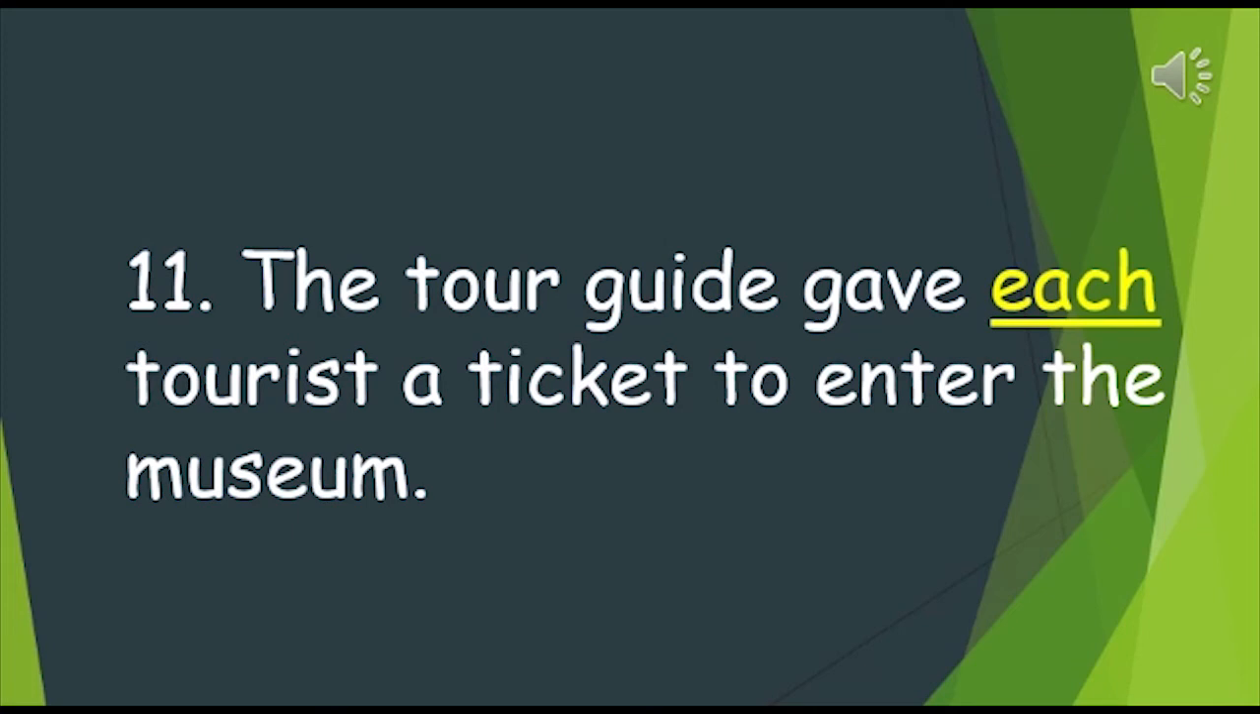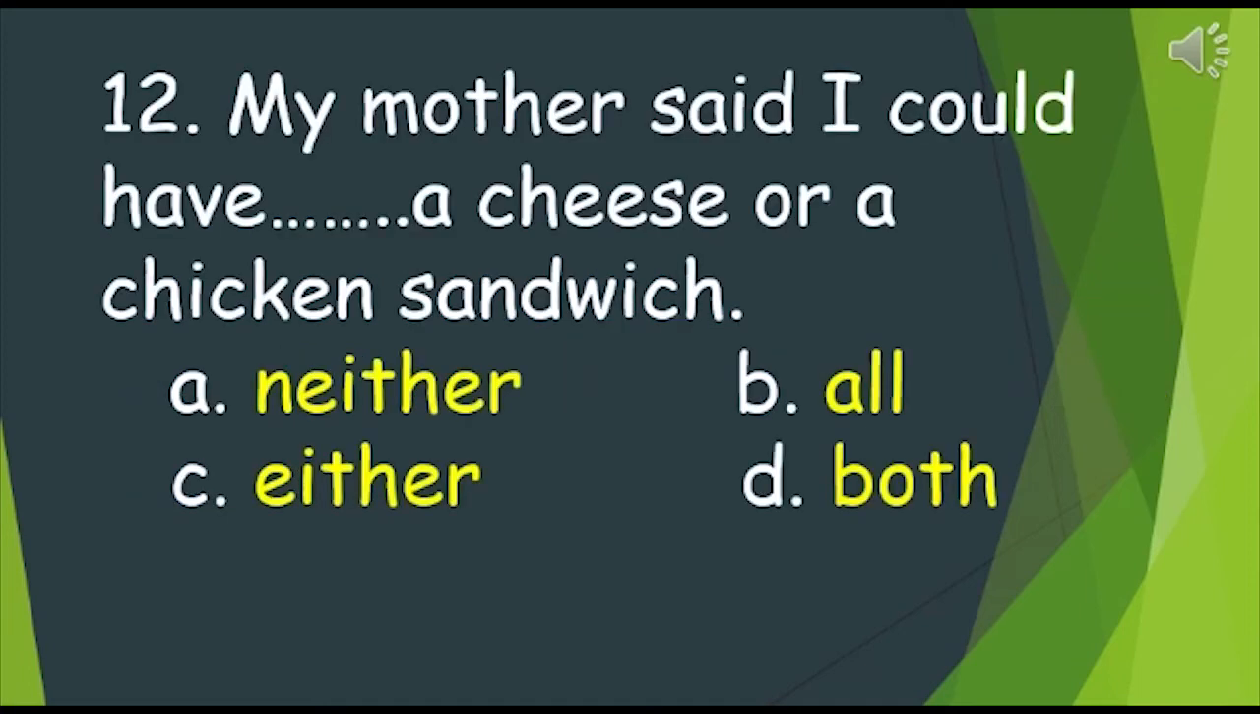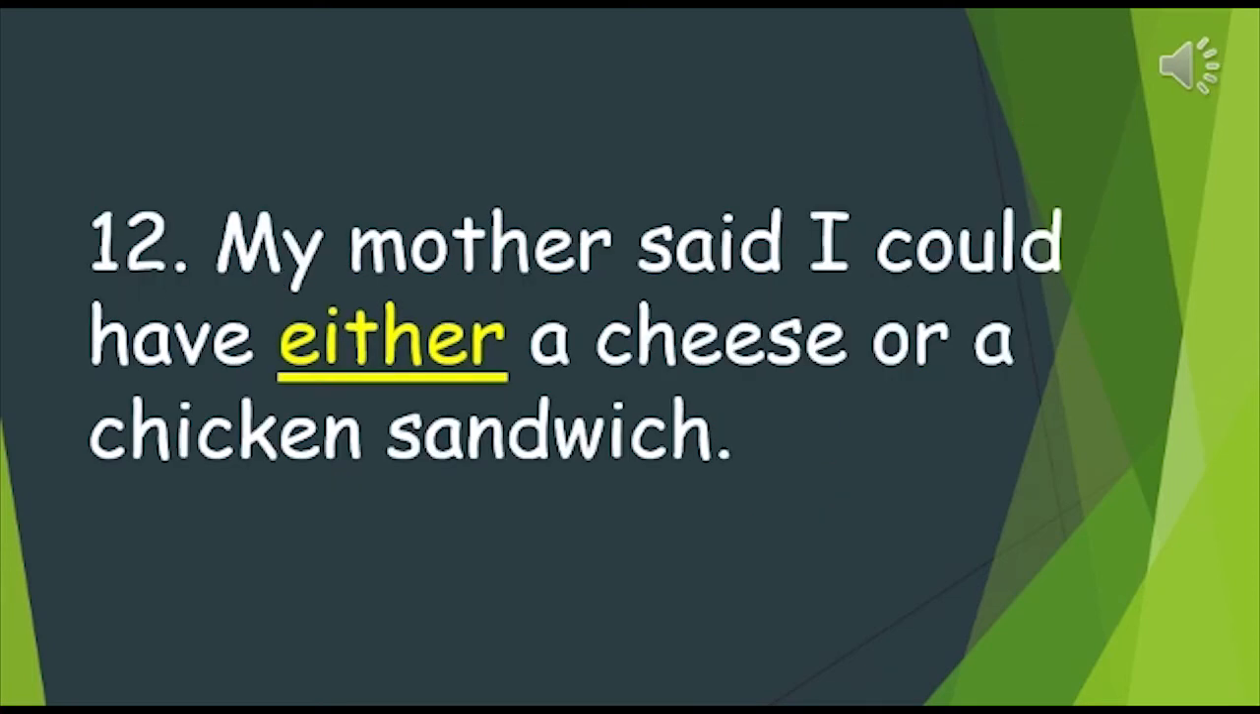My mother said I could have space, a cheese, or a chicken sandwich. The choices are neither or either, both. My mother said I could have either a cheese or a chicken sandwich. لا إما ساندويتش تشيز أو chicken يعني واحد من الاتنين.